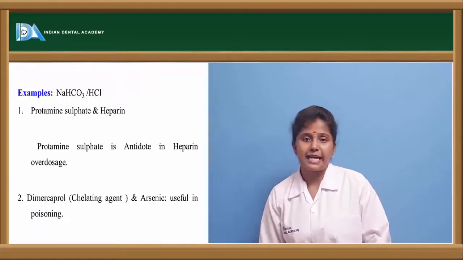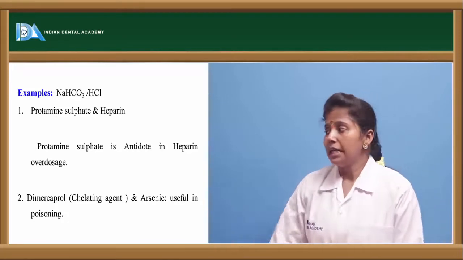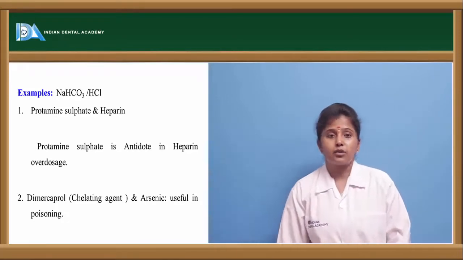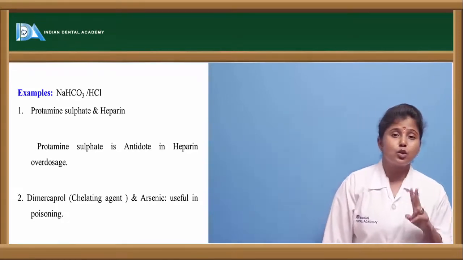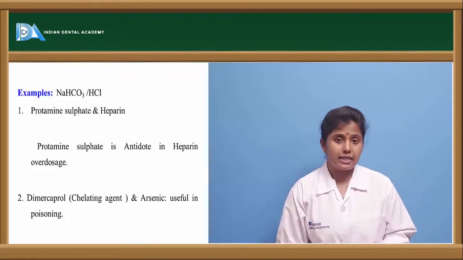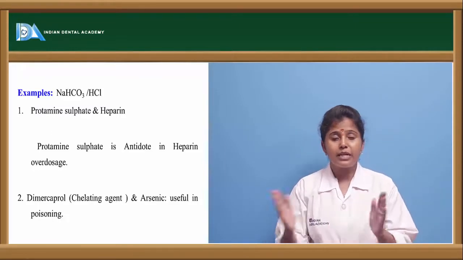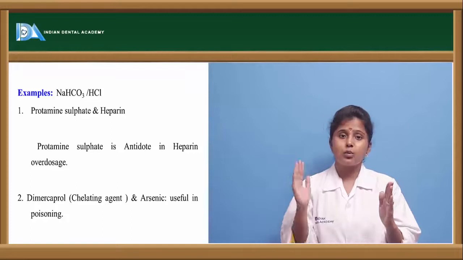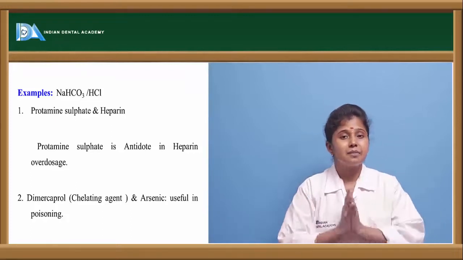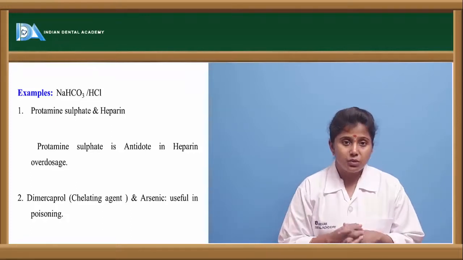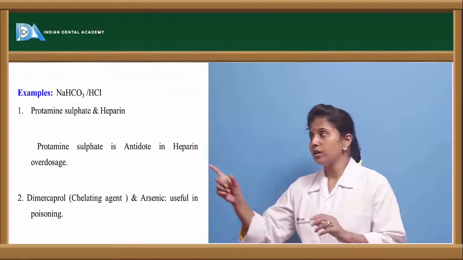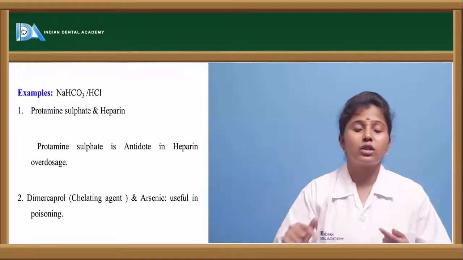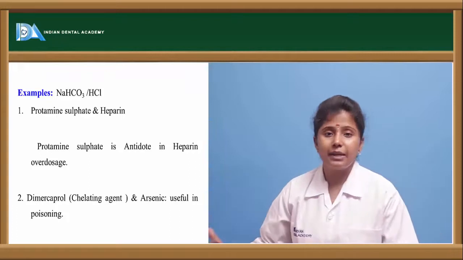If we see examples of this chemical antagonism, there is the reaction between sodium bicarbonate and HCl. Sodium bicarbonate and HCl, one is a base and the other is an acid. When acid and base are mixed together, they form a neutralization reaction. So here sodium chloride is formed, and water and carbon dioxide are eliminated.